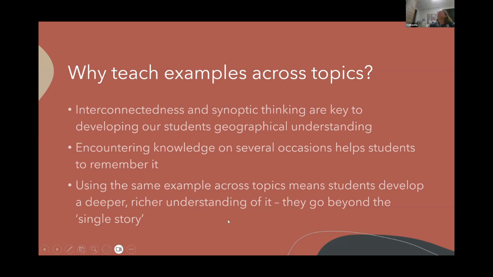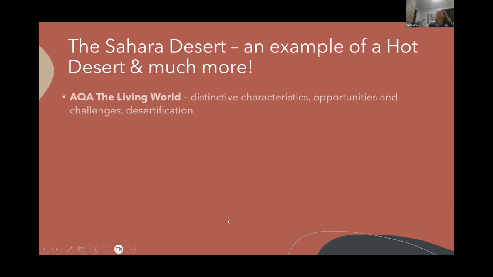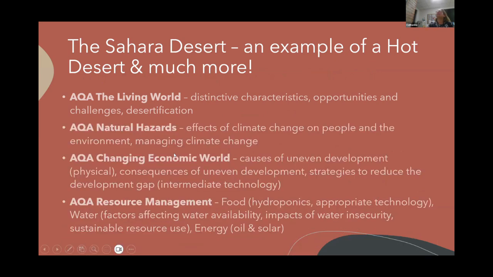So we look at the Sahara Desert for AQA, the living world. So it's our hot desert we look at. But if you click again, we have got other topics that it also comes into. So when we're thinking about natural hazards, we've got the effects of climate change, we've got managing climate change. There are examples linked to the Sahara Desert, changing economic world, thinking about uneven development and resource management. So if we click on again, I'm going to go through each of these in turn quickly.